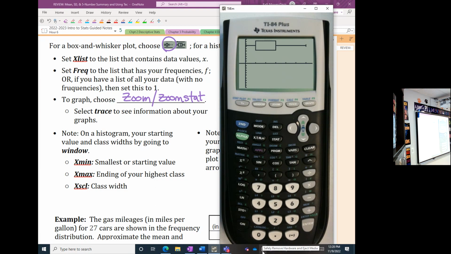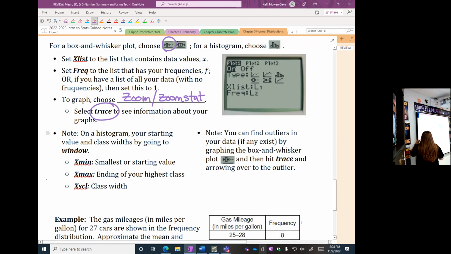I'm also, it looks like I'm missing my middle line. Do you notice that in the box and whisker plot? There's a reason. Go ahead and look at what it says right here. I want you to hit the trace button and look at what information pops up on your screen at the bottom.